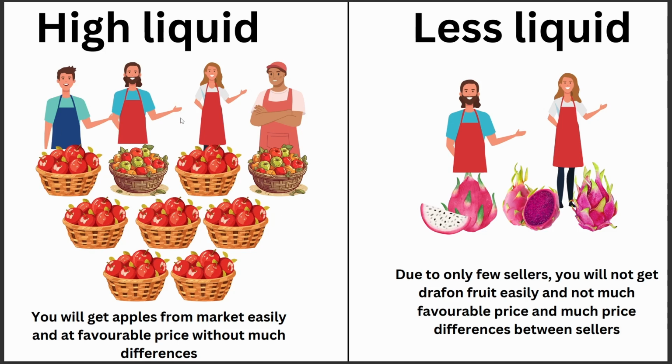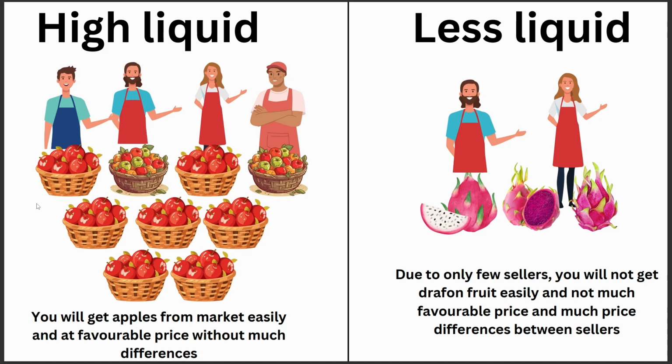Now, if there are plenty of sellers in the market who are selling apples, then you will get apples from the market easily at a favorable price without much difference, because all these people who are selling these apples know that if they increase the price, no one is going to buy from them. So because of the high availability of apples, their prices will be stable and the apples will be readily available to anyone who wants to buy. Okay, this is the case with a highly liquid market.